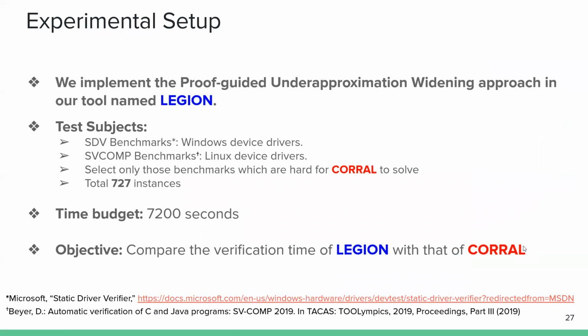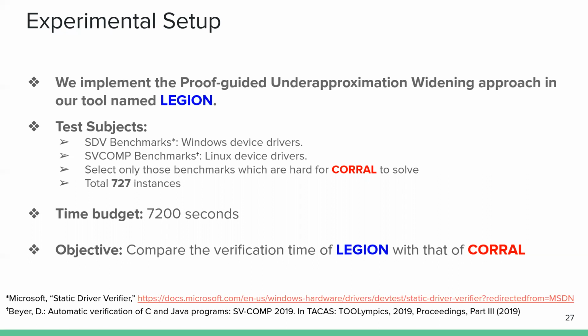So we implement our proof-guided underapproximation widening approach in a tool called Legion. To perform our experiments, we take test subjects from the SDE benchmarks, which consist of Windows device drivers, and we take the Linux device drivers from the SV-COMP benchmark suite. Out of all these benchmarks, we select only those which are difficult for Coral to solve. That is, on these benchmarks, Coral takes more than 120 seconds. So there are a total of 727 such instances.